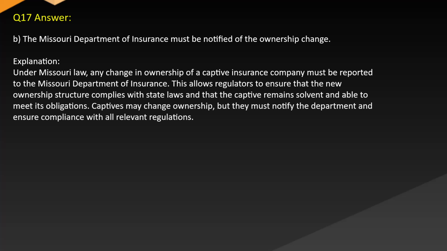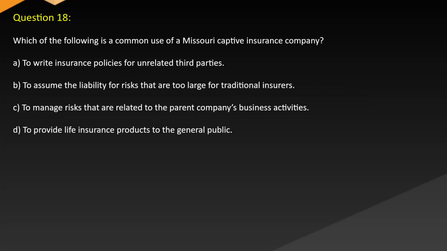Explanation: under Missouri law, any change in ownership of a captive insurance company must be reported to the Missouri Department of Insurance. This allows regulators to ensure that the new ownership structure complies with state laws and that the captive remains solvent and able to meet its obligations. Captives may change ownership, but they must notify the department and ensure compliance with all relevant regulations. Question 18. Which of the following is a common use of a Missouri captive insurance company?